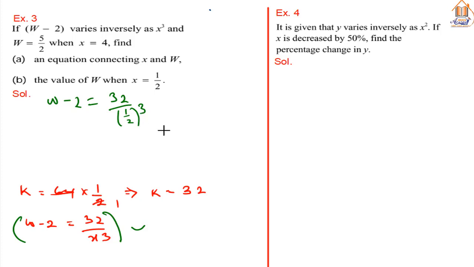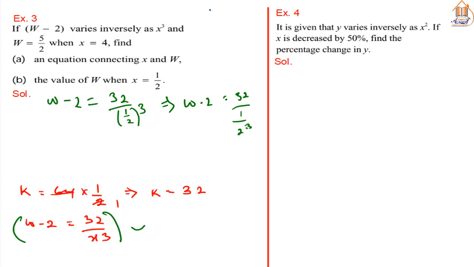Now, from our law of indices, we know that 1 over 2 raised to the power of 3 is the same thing as 1 cube over 2 cube. Now, let's go back to the question. Going back to the question, we have the equation in this form. W minus 2 is equal to 32 all over 1 all over 2 cube.